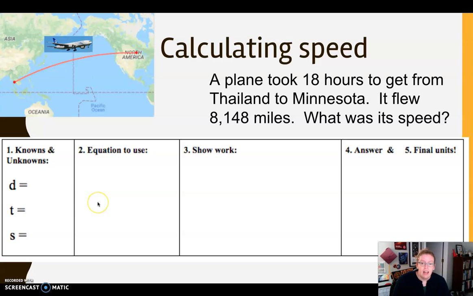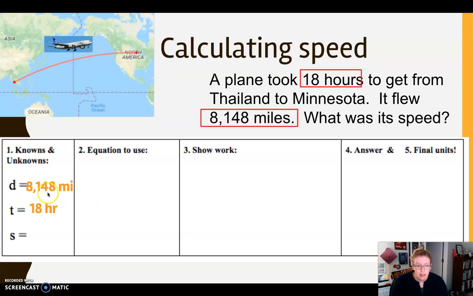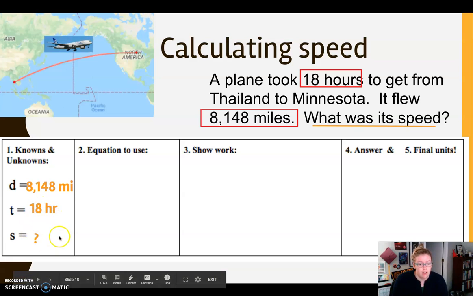Okay, so again, I'm going to go through the problem and I'm going to figure out, what do I know? The first number I know something about is 18 hours. It's in hours, so that tells me it's a time. I also know 8,148 miles, big number. That's in miles, so that tells me it's a distance. So I'm writing them down in my chart as I go through the problem. And I want to know what the speed is, so I'm going to write a question mark here for speed.